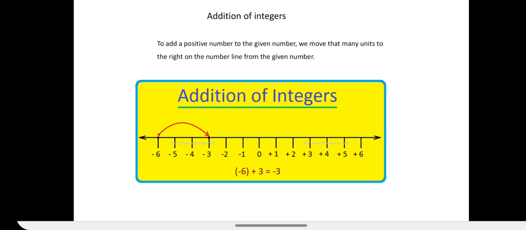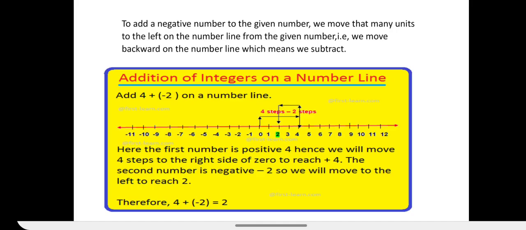Moving to the next topic, addition of integers. To add a positive number to the given number, we move that many units to the right on the number line from the given number. Over here, this is the number line. The numbers given are -6 plus 3, that is addition we are doing. So now figure out where -6 is on the number line, that is your starting point. And from there, plus 3 means to your right, we are going to move 3 places forward. So the number where you come is -3.